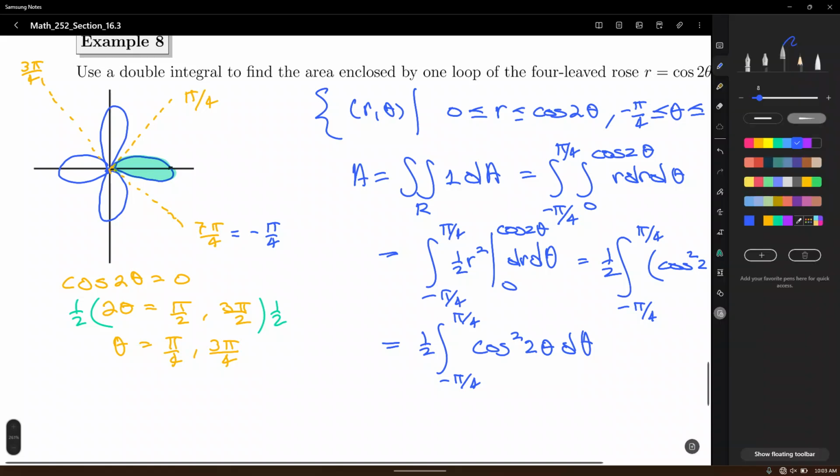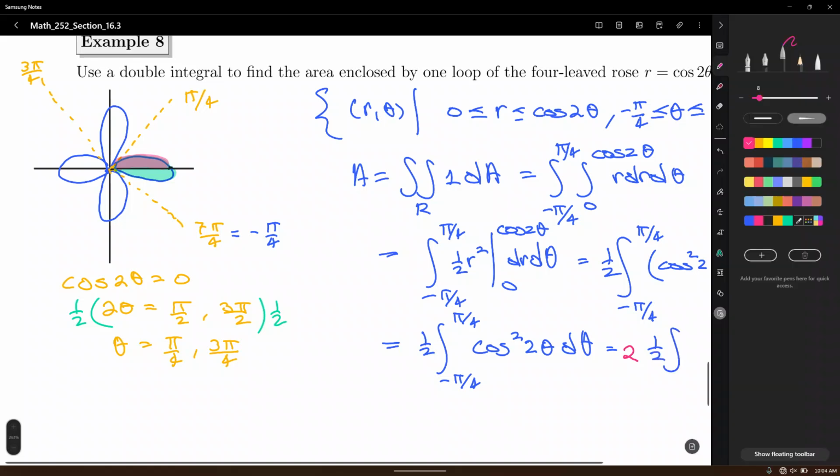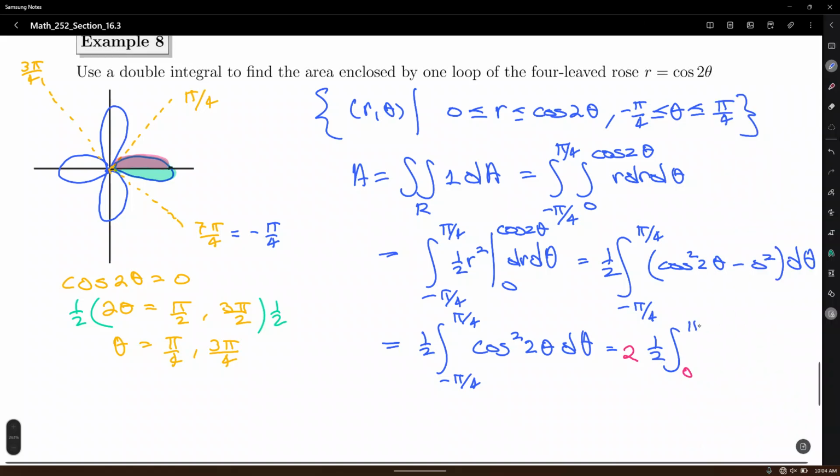Well, find the area of only the top part and multiply that by 2. All right? Instead, check this out. I'm going to do 2 times 1/2 the integral from 0 to pi over 4. All right? And how about we use the identity already?